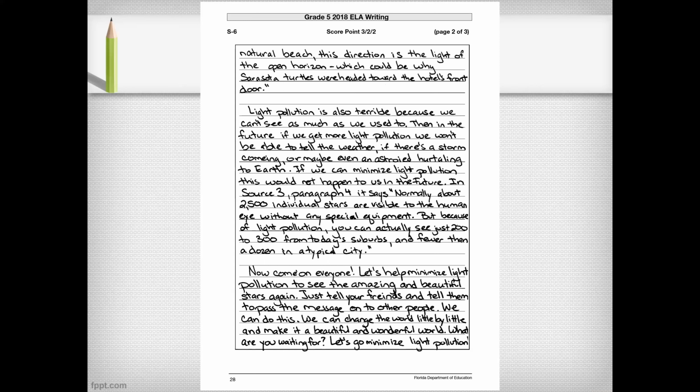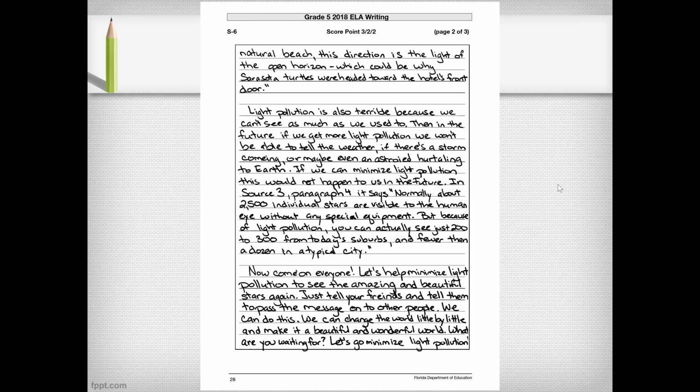Now come on, everyone. Let's help minimize light pollution to see the amazing and beautiful stars again. Just tell your friends and tell them to pass the message on to other people. We can do this. We can change the world little by little and make it a beautiful and wonderful world. What are you waiting for? Let's go minimize light pollution.